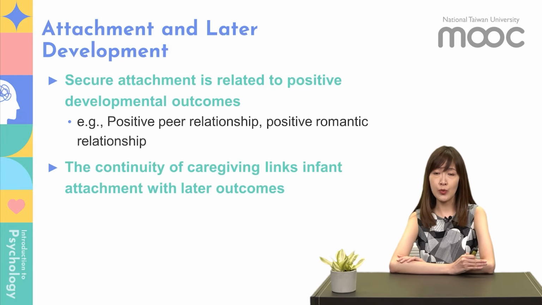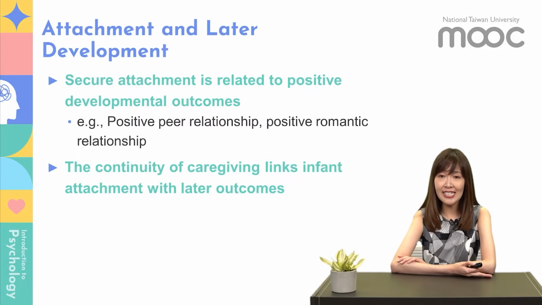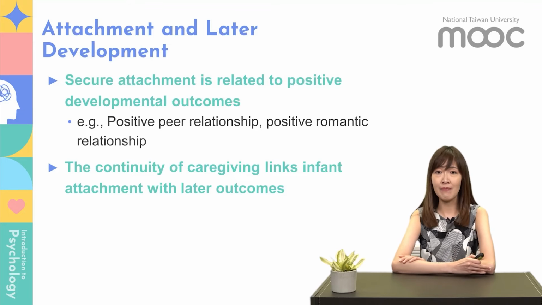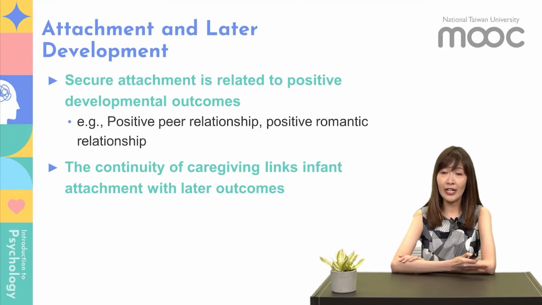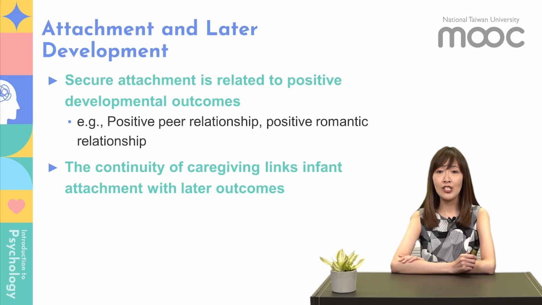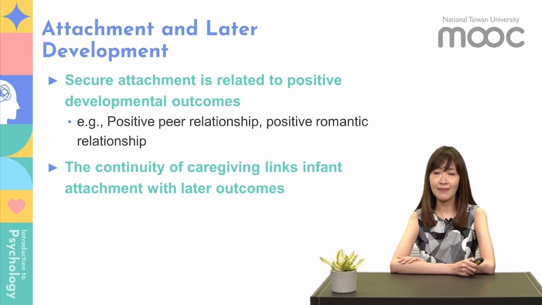But it's important to note that it is the continuity of the positive caregiving that plays a role. So if parents are sensitive to their baby's needs, not only in infancy, but also throughout the development, when their children are in childhood and in adolescence, then their babies are more likely to have positive developmental outcomes in the future. So it is the continuity of caregiving that may link the secure attachment to later developmental outcomes. So that is about attachment.